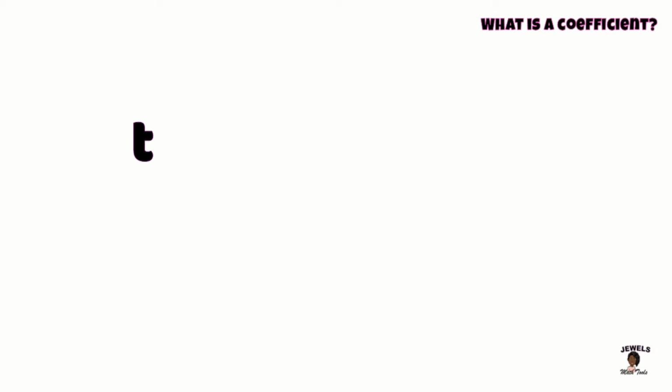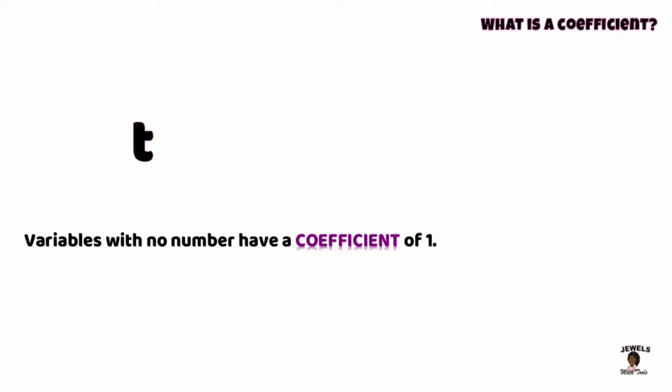So what about those variables that we may sometimes have where there's no coefficient or no number written in front of them? When you see variables that are written by themselves, you must remember that these variables do have a coefficient and that coefficient is 1. So whenever a variable is written by itself, it has a coefficient of 1. So our t means 1t.